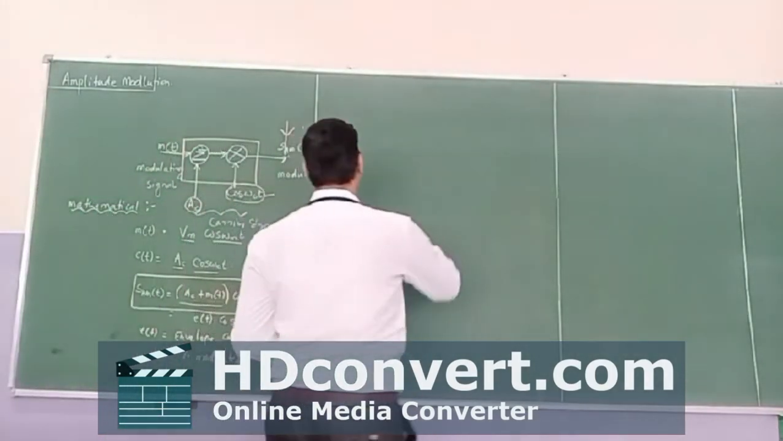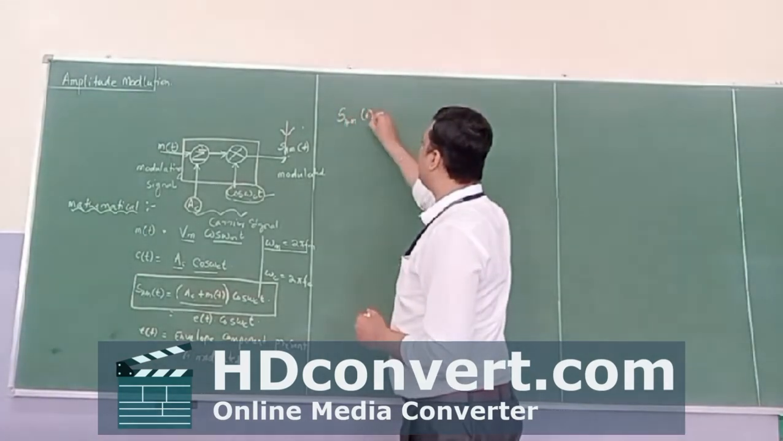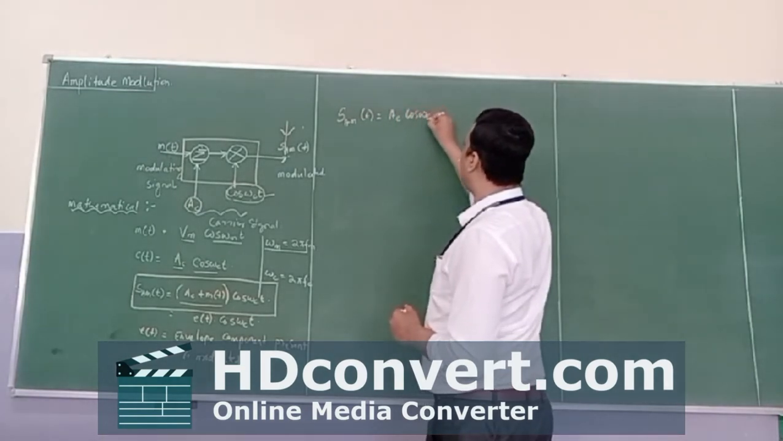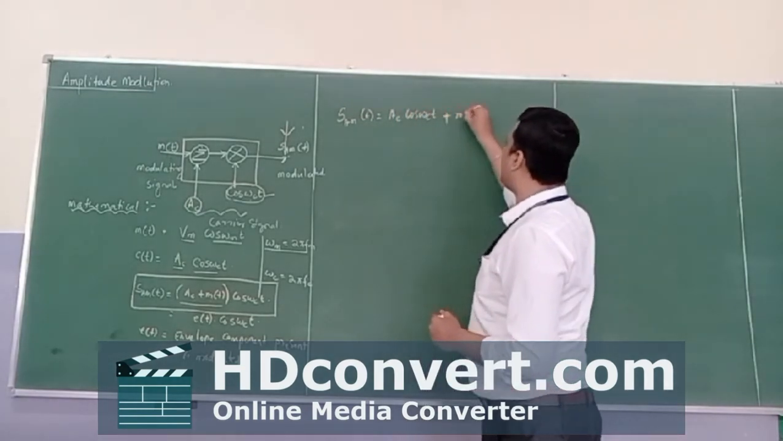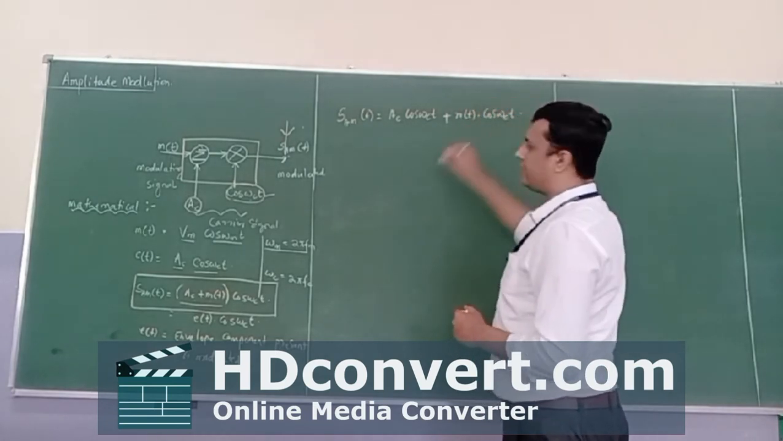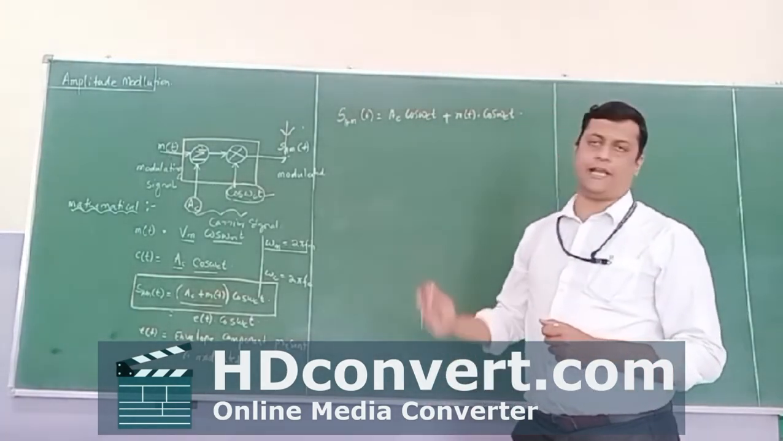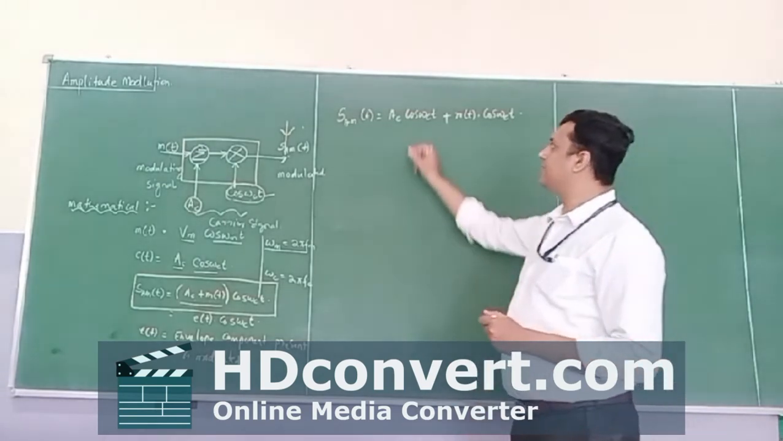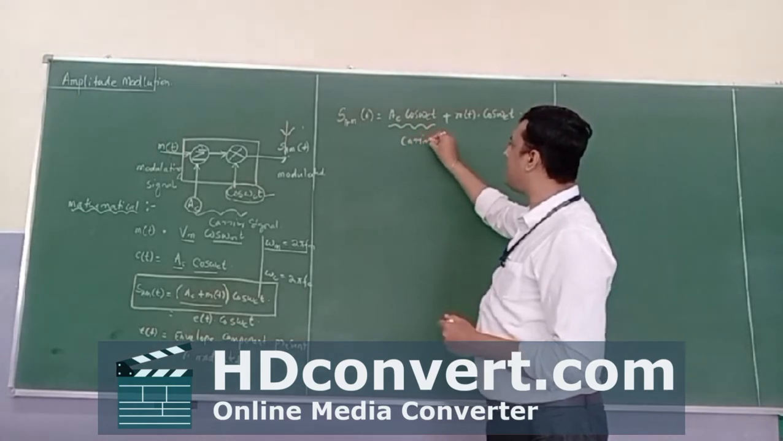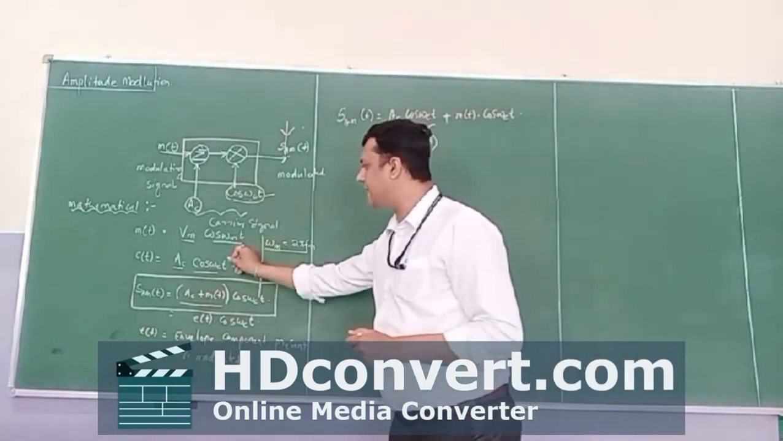Now if I elaborate this, S_AM of t is equal to A_c cos omega_c t plus m of t into cos omega_c t. Okay, so this is the equation we are generating for the AM signal. Now this equation indicates the presence of carrier. This is the presence of carrier, because A_c cos omega_c t, we have considered, is the carrier component.